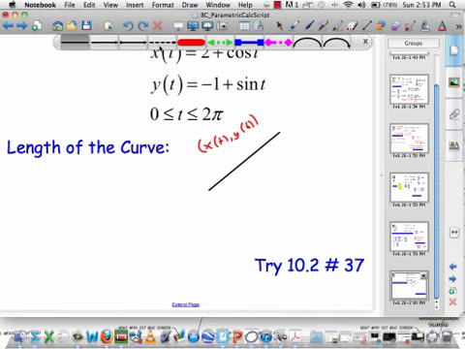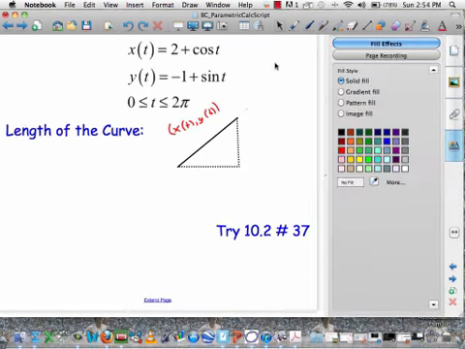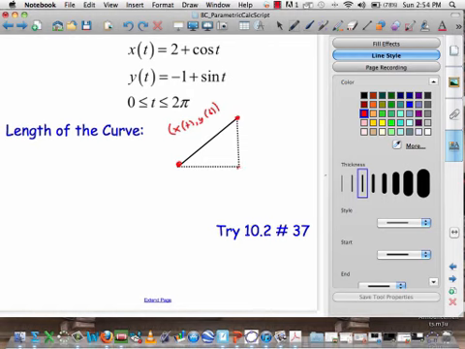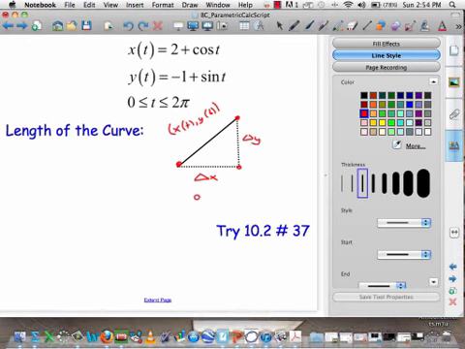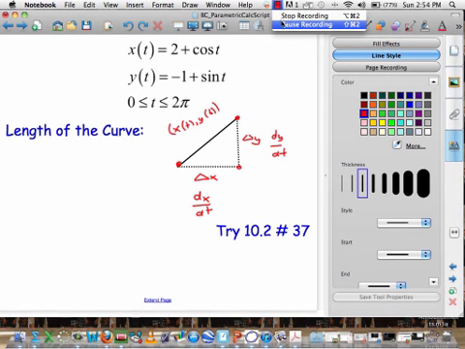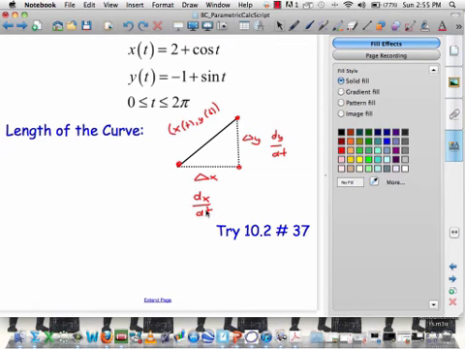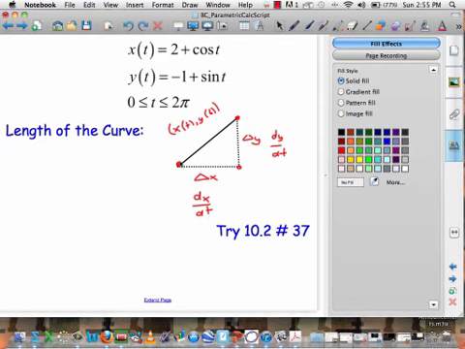And if I draw some line segments here, I can make a right triangle. We're assuming that this is a point in the xy plane, and so is this. This distance here is a change in x, and this distance here is a change in y, with respect to t. So this is dx dt, and this is dy dt. Notice that if you take dy dt divided by dx dt, you get the slope of the curve, dy dx, which is what we expect.